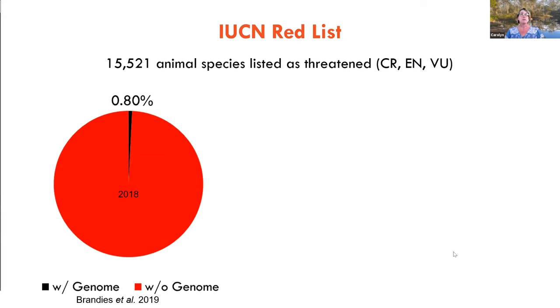So what we did is if you look at the IUCN Red List, this is what designates species to be threatened, that's critically endangered, or vulnerable at a global level.